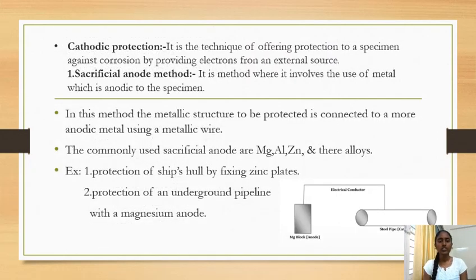Cathodic protection is a technique of protecting the specimen against corrosion by providing electrons from an external source. Let's discuss the sacrificial anode method. It is the method that involves the use of a metal which is anodic to the specimen. In this method, the metallic structure to be protected is connected to a more anodic metal by using a metallic wire. Commonly used sacrificial anodes are magnesium, aluminum, zinc, and their alloys.